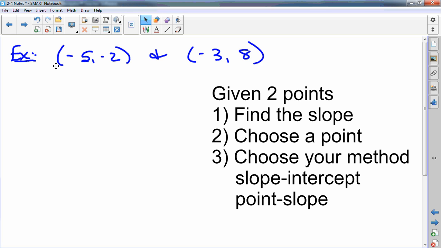Now, let's suppose we're not given our slope. The first two problems, I gave you an m. I gave you the slope. Now I'm giving you two points. Well, can you find the slope given two points? Yeah. How? Plot them.